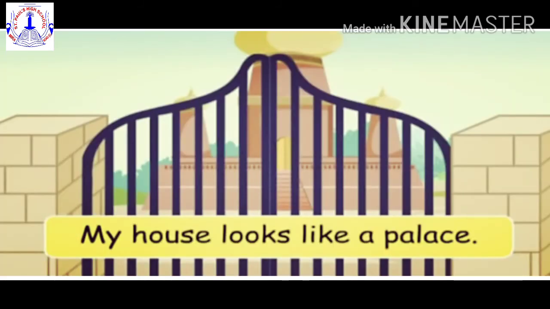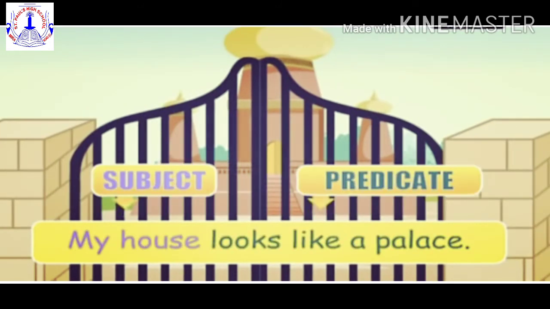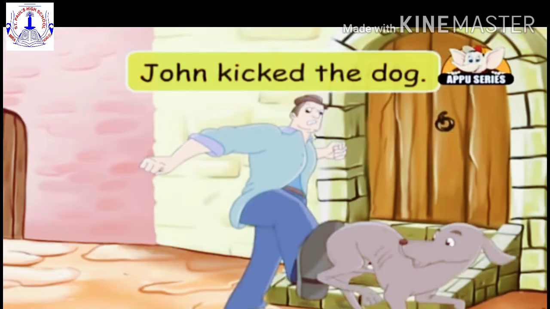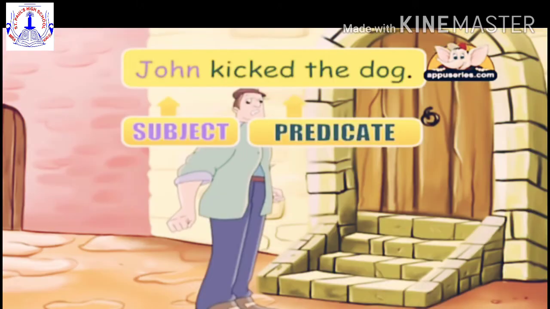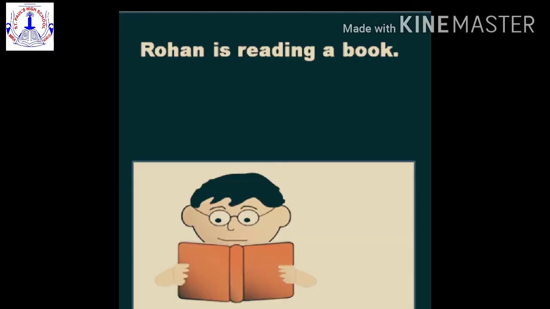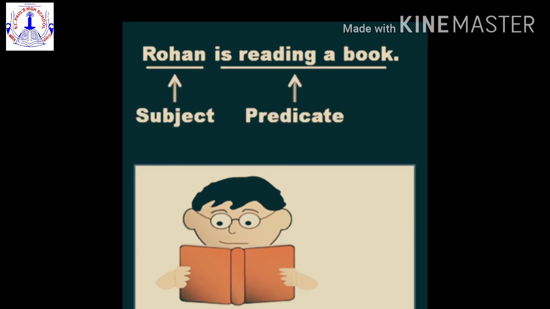Fourth, my house looks like a palace. Here, my house is the subject and looks like a palace is the predicate. Fifth, John kicked the dog. Here, John is the subject and kicked the dog is the predicate. Sixth, Rohan is reading a book. Here, Rohan is the subject and is reading a book is the predicate.